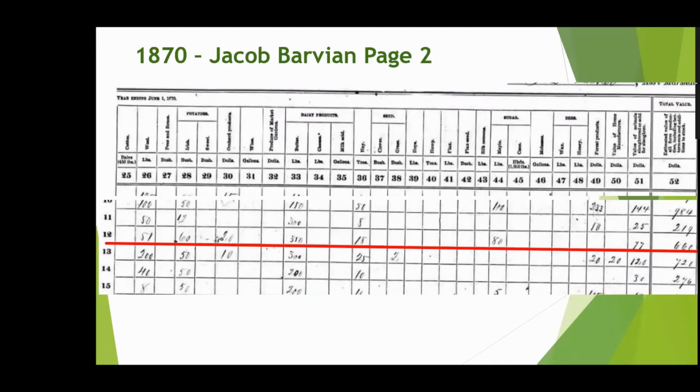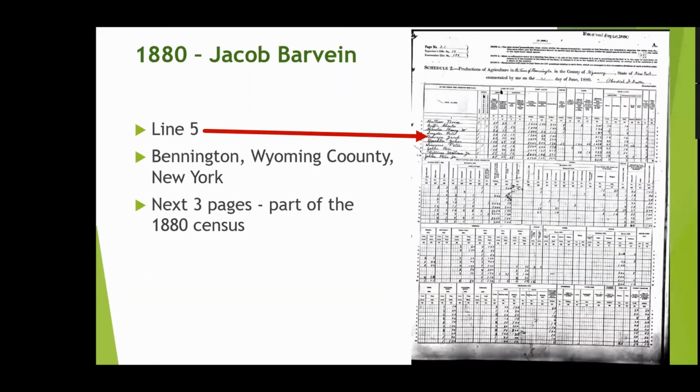I can see on number 26 is 51 pounds of, I can't quite tell, I think it's wool or something. I think it might have been shearing sheep or whatever. Or if not, it's pounds of wheat. Line 5 in 1880. And then the next 3 pages of this slideshow are going to show you the rest of the 1880 areas of the census.